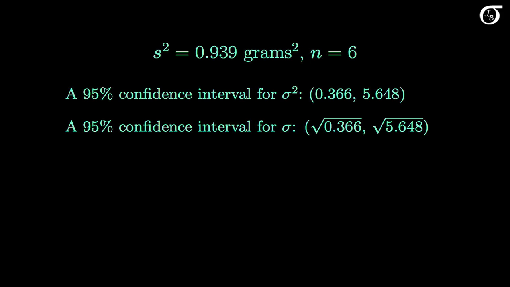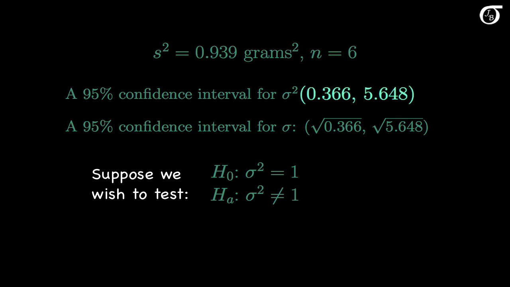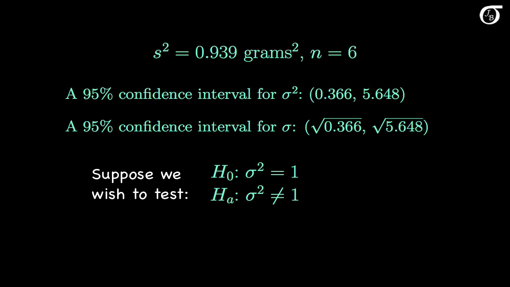But for illustrative purposes, suppose it was previously claimed that the variance in fat content is 1 gram squared, and suppose we wish to put this claim to the test by testing these hypotheses. Before we even carry out the test, we should have a pretty good idea of what the end result will be, because of the relationship between hypothesis tests and confidence intervals. If the hypothesized value is 1, this interval tells us that that is a plausible value of sigma squared. And the sample variance is quite close to 1, so we have a pretty good idea before we even carry out the test that there won't be a lot of evidence against the null hypothesis.